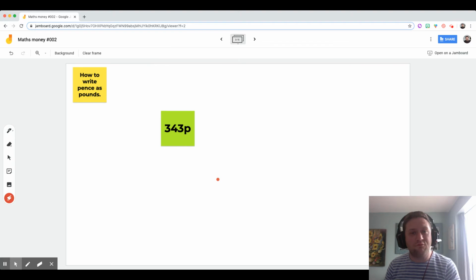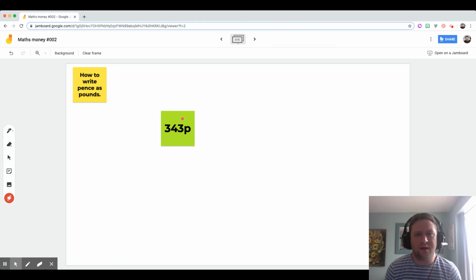So how do we write pence as pounds is our next topic that we need to consider. Here I've got 343 pence. Now, when we go to shops, we don't ever see that as a total or as a price tag, do we? 343 pence. Mainly because it seems like a huge number.